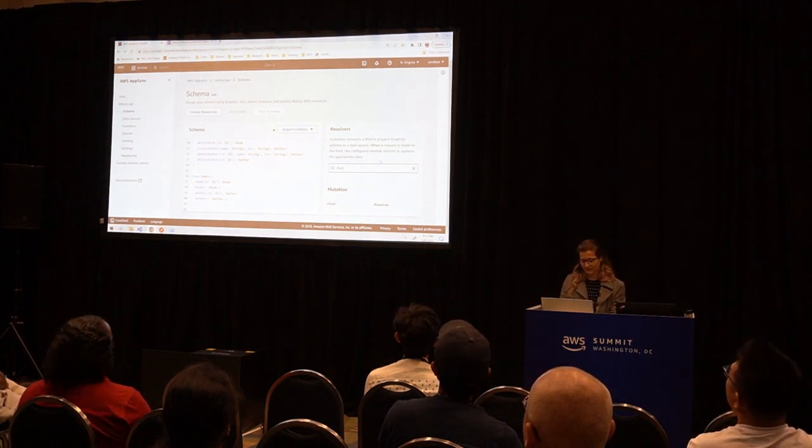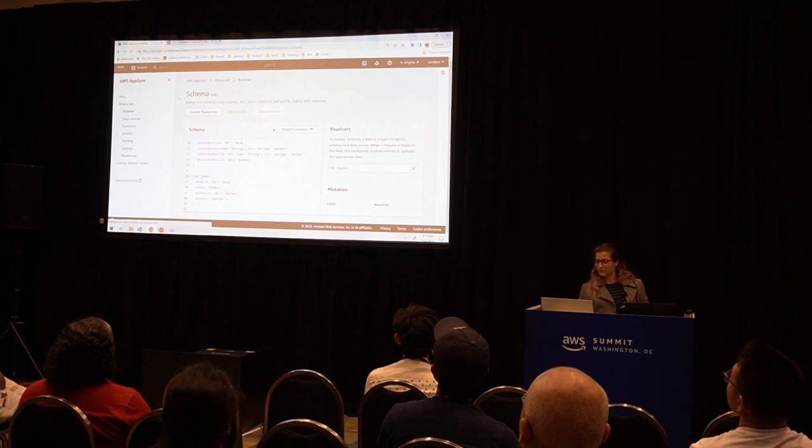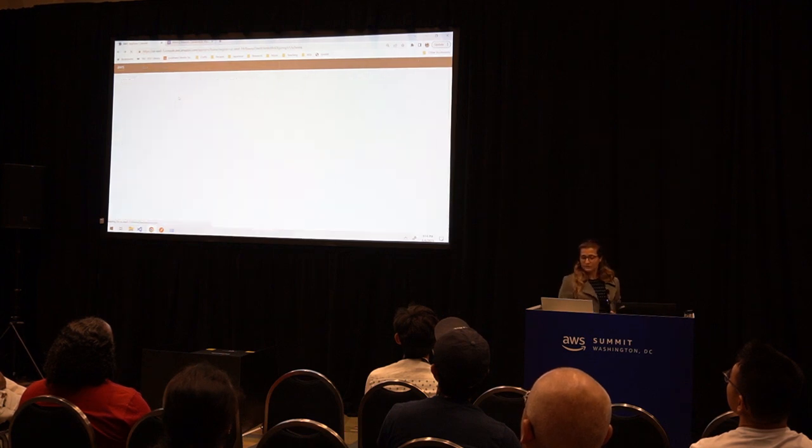So if I'm looking at that mutation, oh, I got to refresh. Please be logged in. Otherwise, we will just ignore that and go look to the serverless YAML instead.